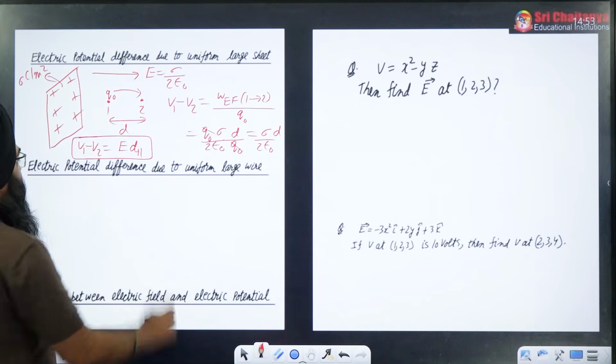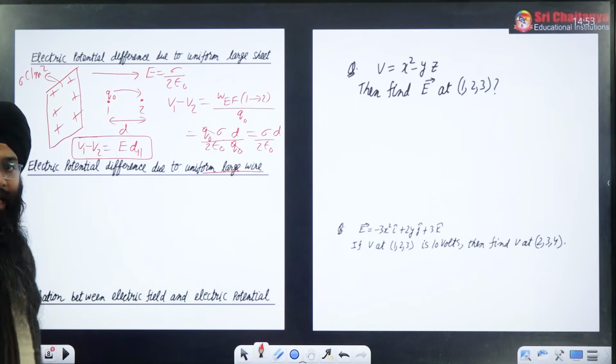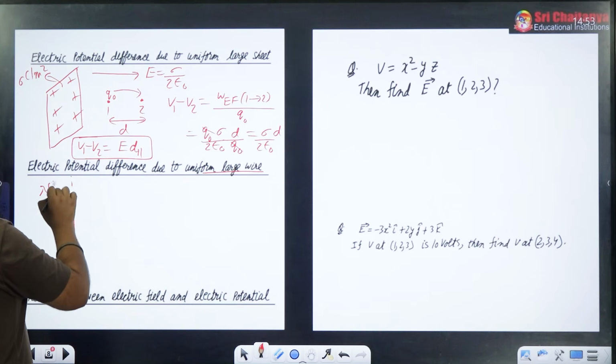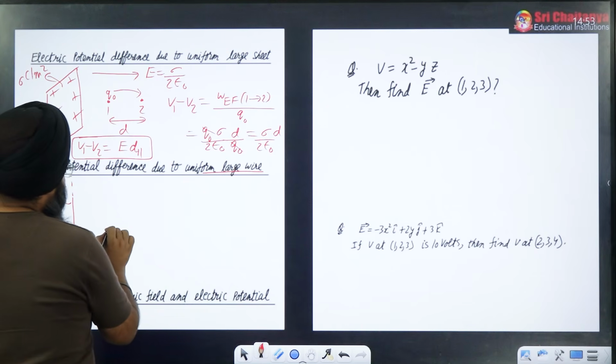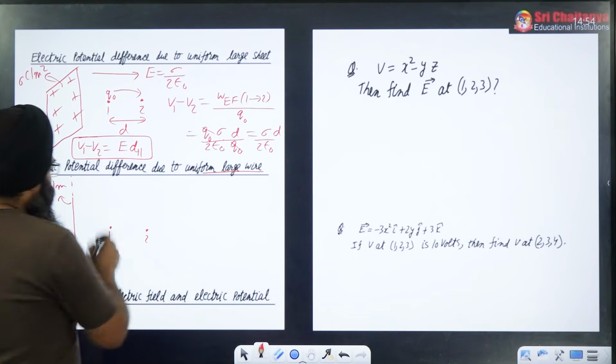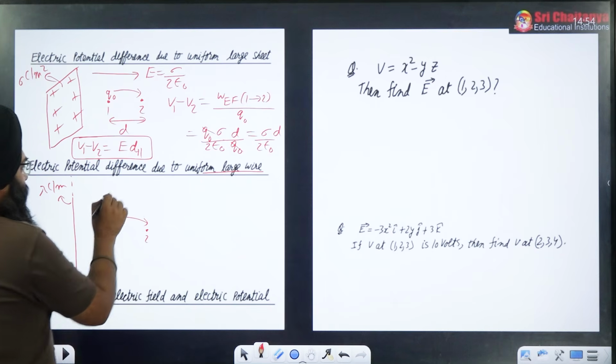Understood the logic? Similarly, I can write the electric potential difference due to a uniform large wire also, but here I have to integrate it. Here I have to integrate because if a uniform large wire is there, suppose its charge density is lambda coulomb per meter, and let us suppose I take point 1 here and point 2 here. You can take 1 coulomb charge also if you want. 1 coulomb charge you are taking from point 1 to point 2.